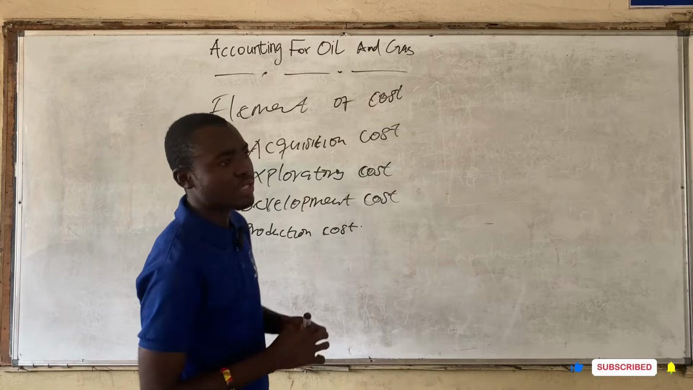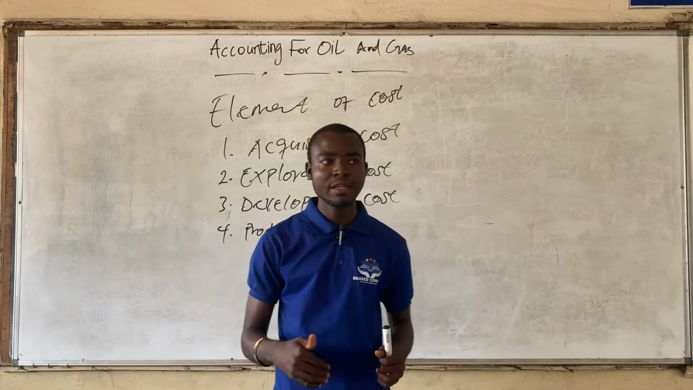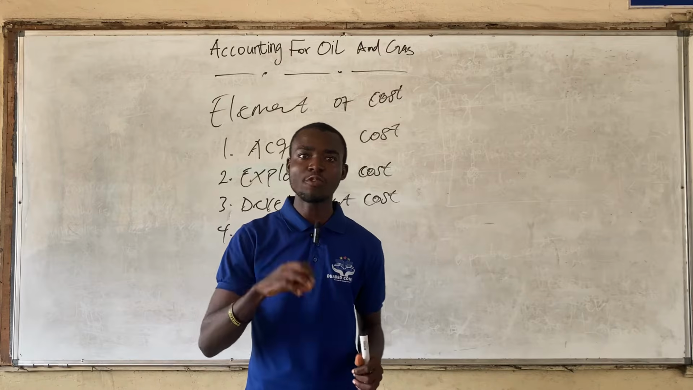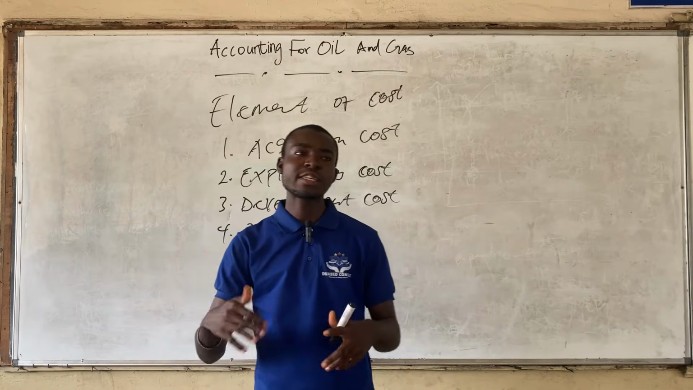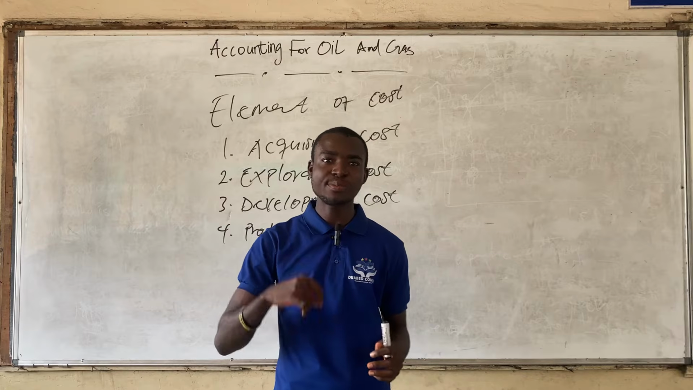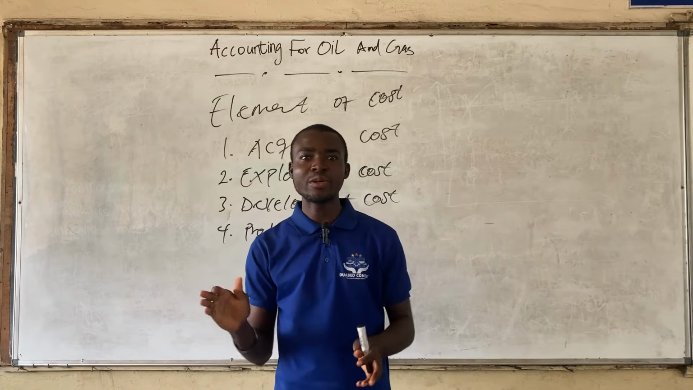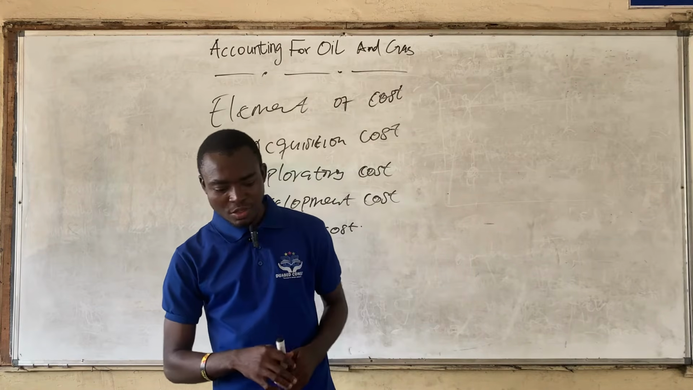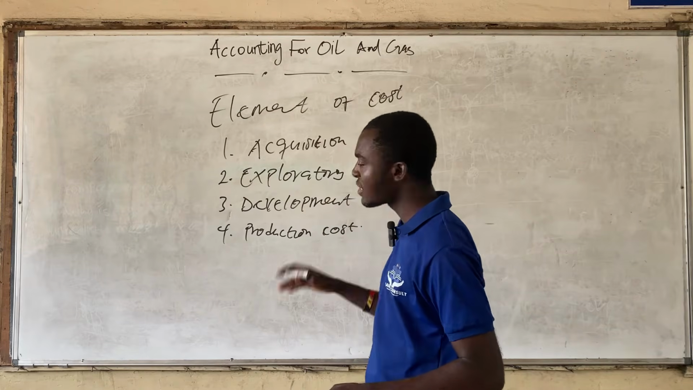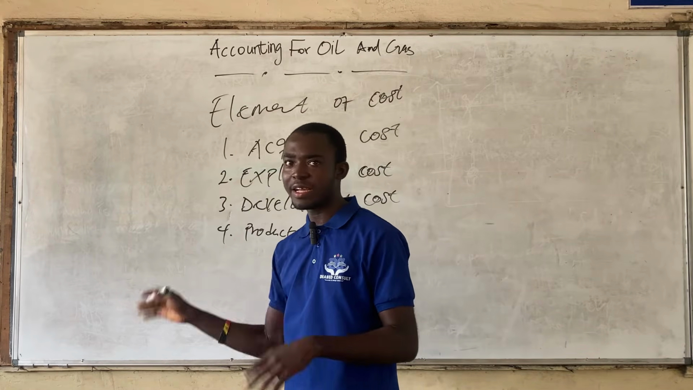So production cost is the cost incurred in extracting and then lifting the oil and gas from the reserve or from the ground, and then the cost incurred in transporting and then storing the oil and gas. So these are basically the elements that make up cost in oil and gas.